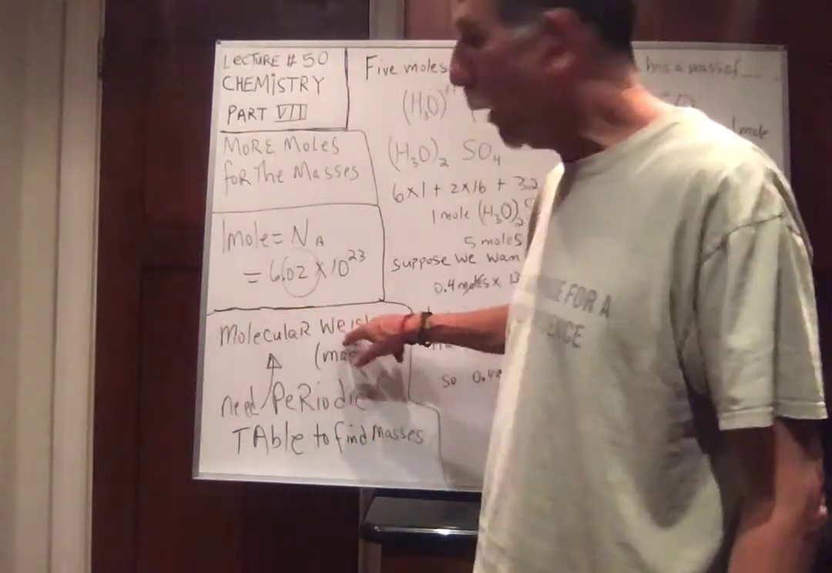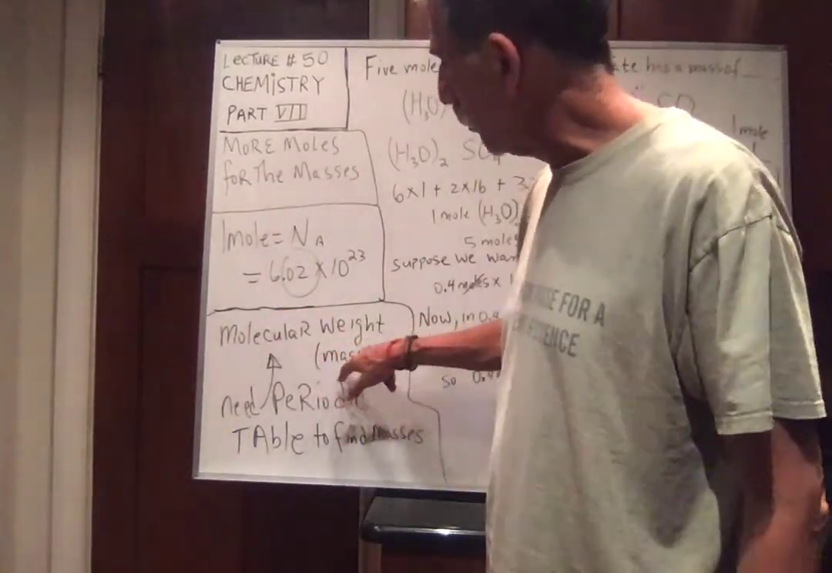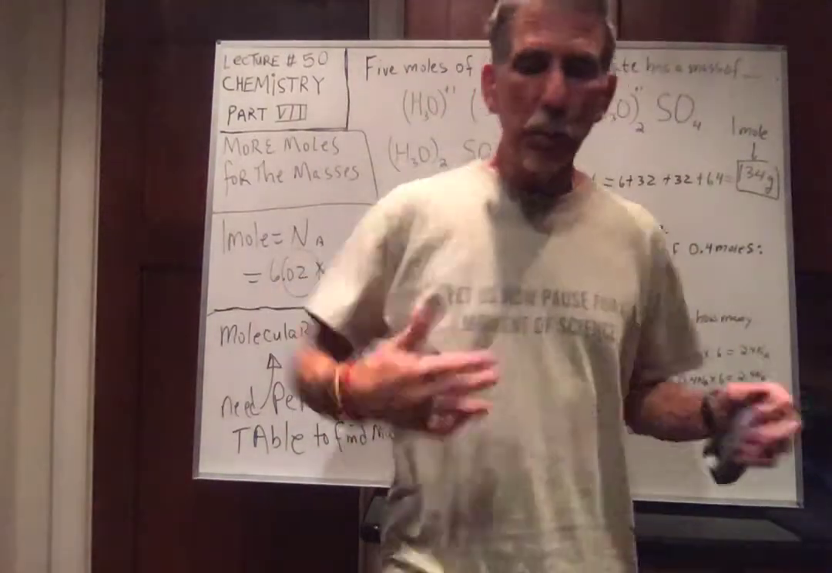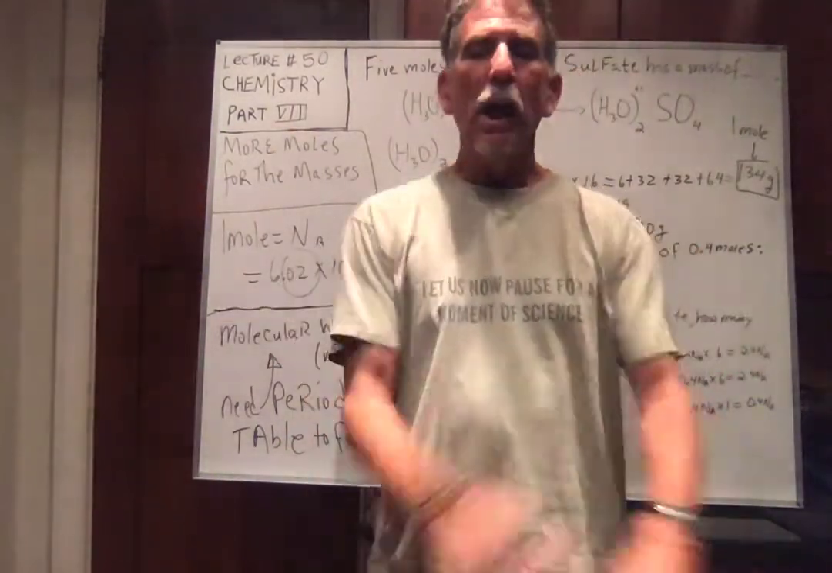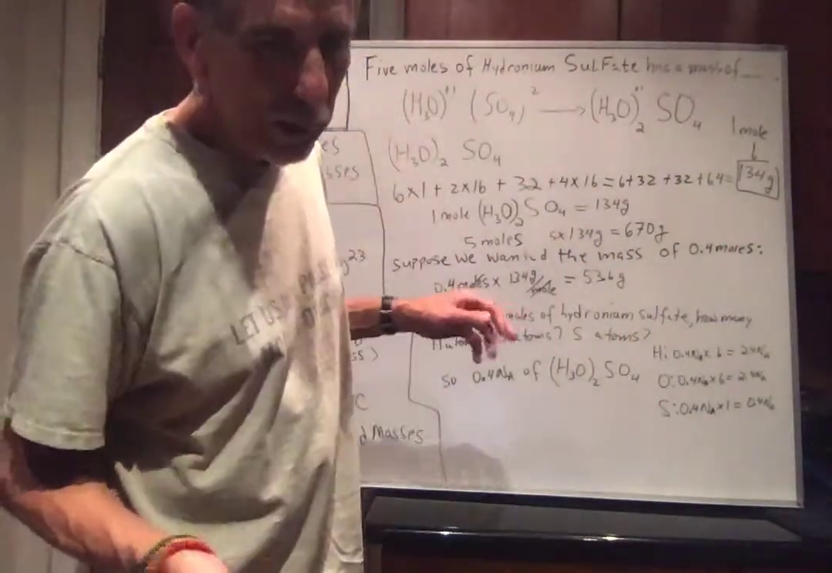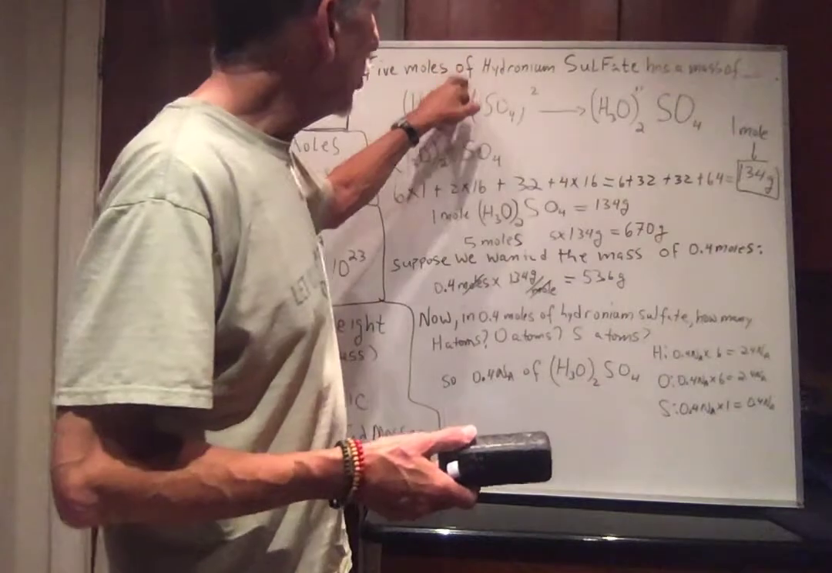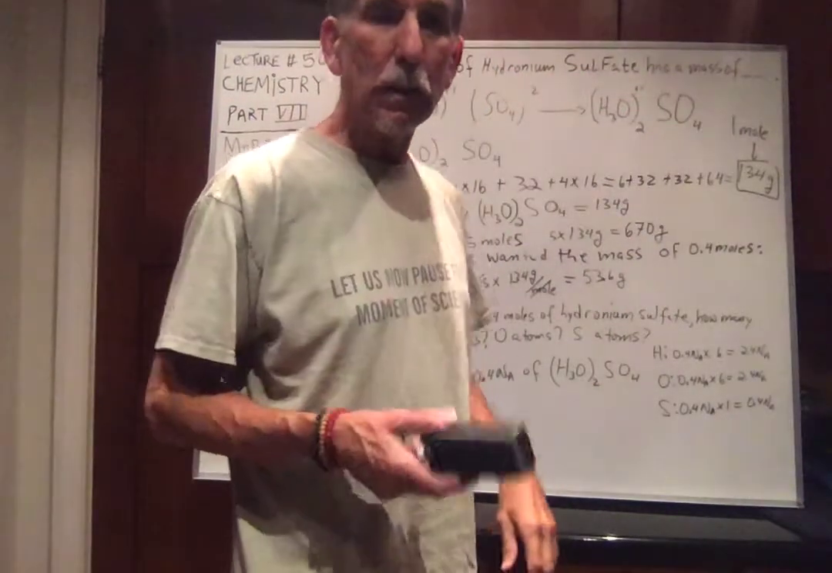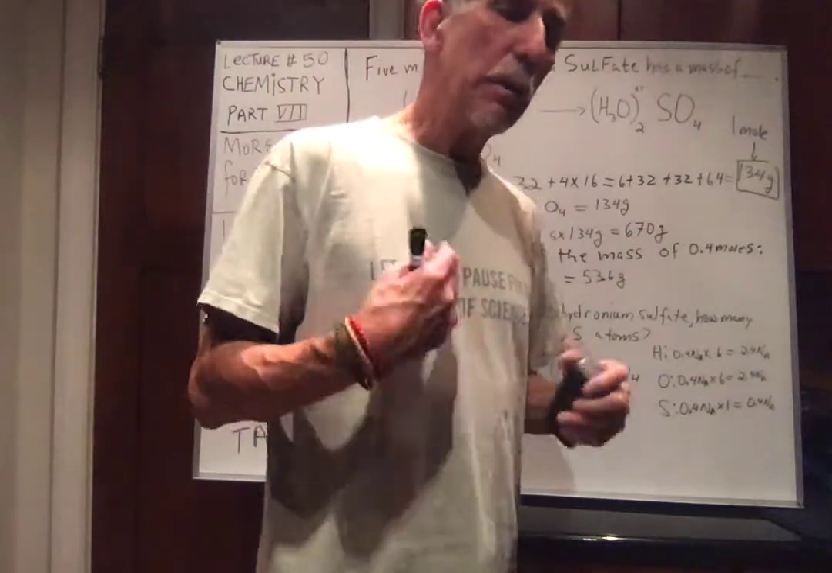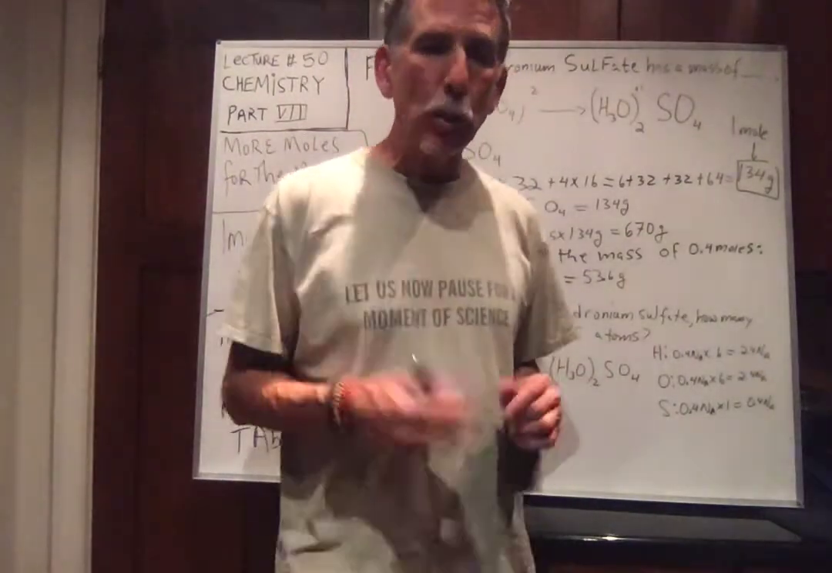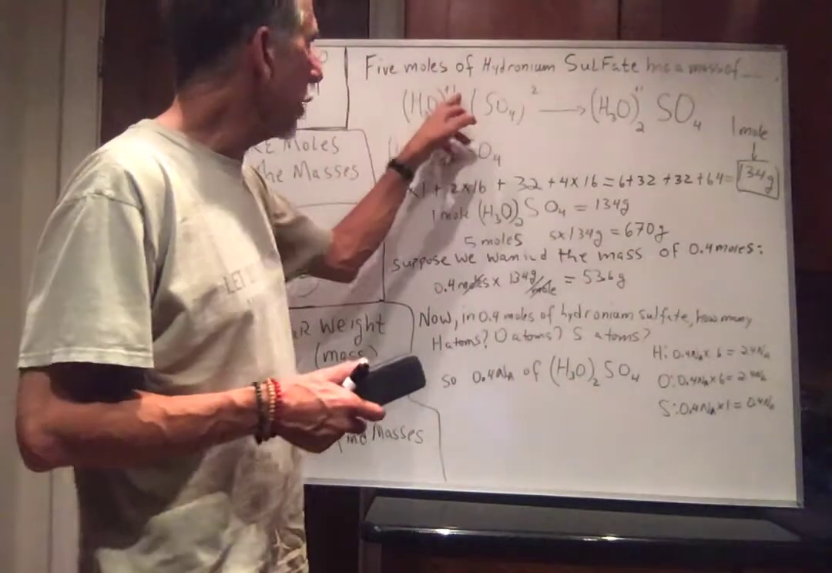Remember the molecular weight, chemists call it, or molecular mass. Remember, we used the periodic table and a mole, and we put things together, and let's review. So the first thing I want to do, as an example, is 5 moles of hydronium sulfate has what mass? Hydronium sulfate. So if we go back and remember our polyatomic ions, hydronium was H3O with a +1, right?